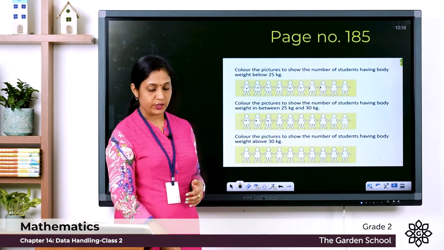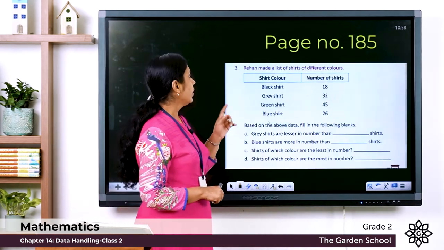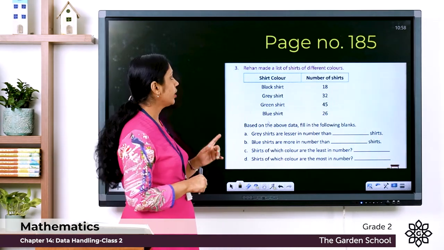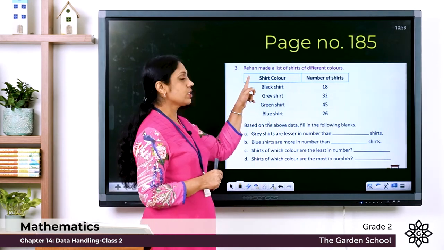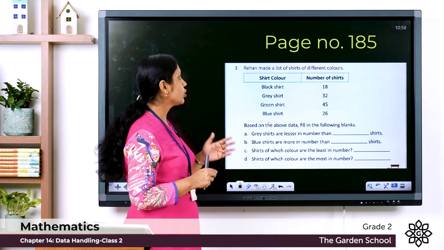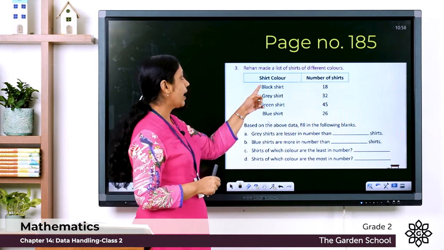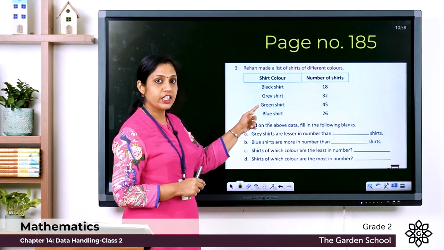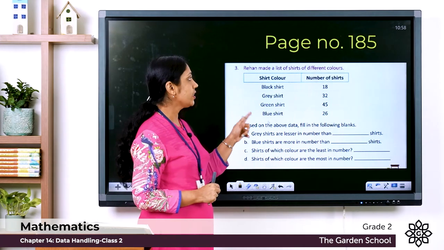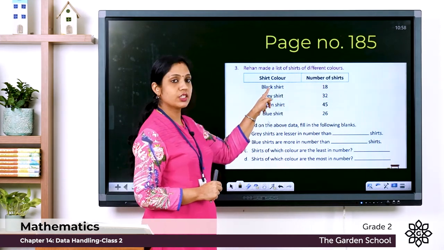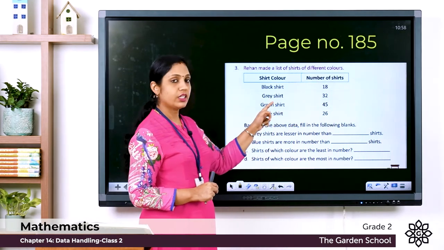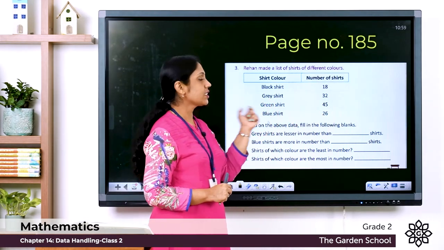Let's move on to our next question. The third question. Rehan made a list of shirts of different colors. So here you can see a table which shows the shirt color on the left side and the number of shirts on the right side. So which colors of shirts are there? Black shirt, gray shirt, green shirt and blue shirt. Now let's see the number of shirts. You can see there are 18 black shirts, 32 gray shirts, 45 green shirts, 26 blue shirts.